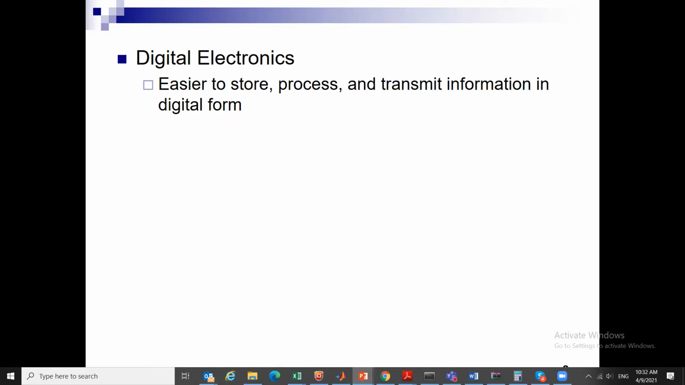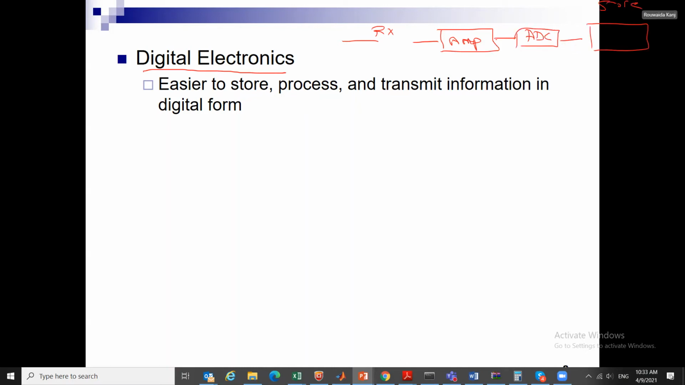So we're going to talk about digital electronics. In analog electronics, typically in a chain, I receive the signal, amplify it, process it, amplify it again to send it, and so on. Later I will have an analog to digital converter. Then I will store it.